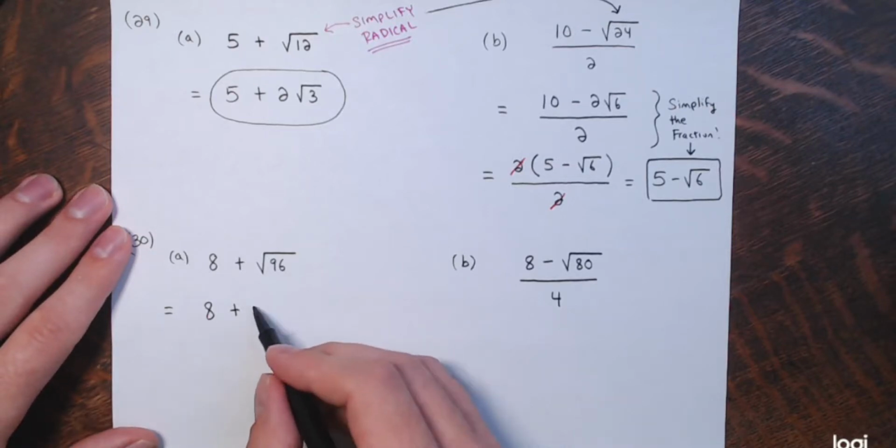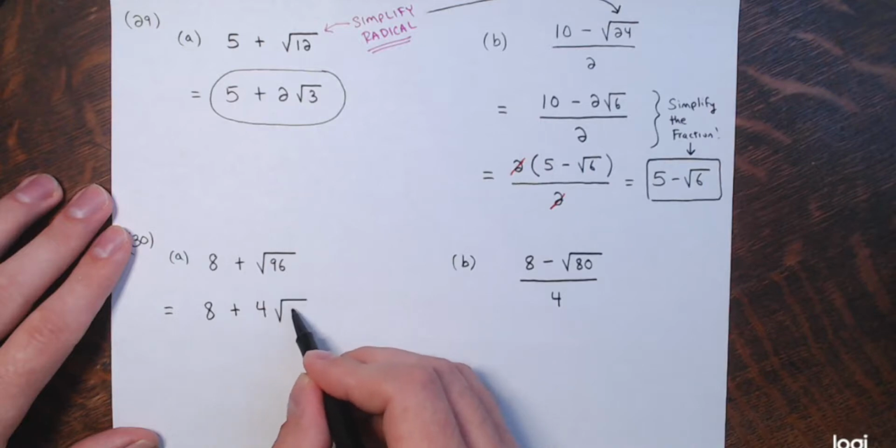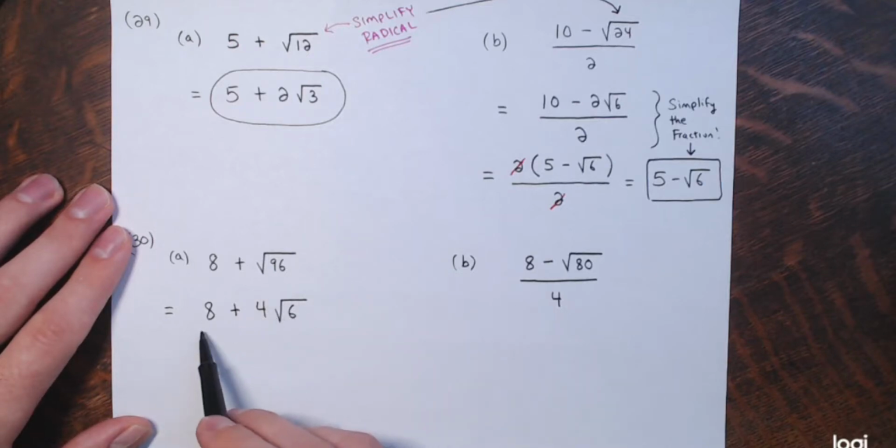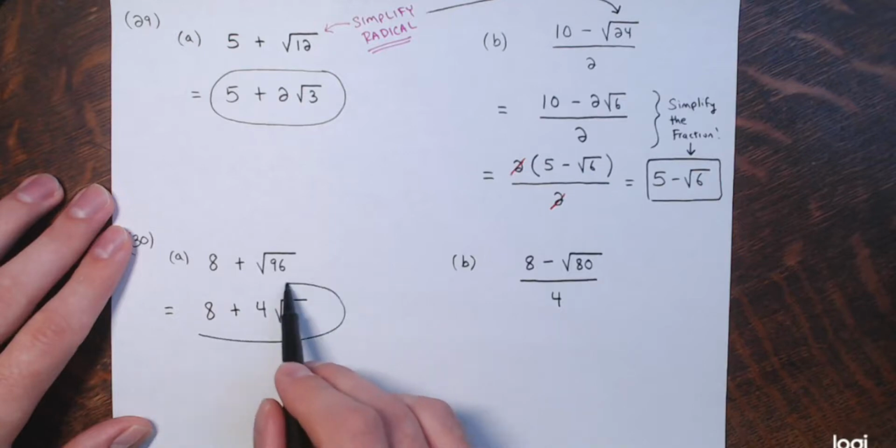Square root of 16 is 4, and then you have times the square root of 6 still. Again, I leave it to you to figure out how I did this. I've done a bunch of simplification now in this whole video. You should be able to do this after practicing that much. And that's it. That is it.